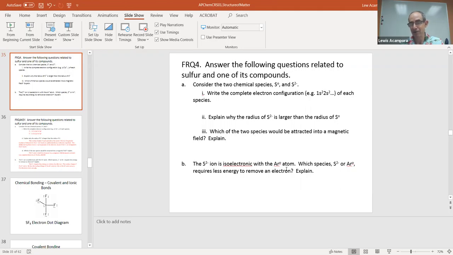What is different in these species? And that's the number of protons, because the argon atom has 18 protons in the nucleus, but the sulfide ion has only 16. The greater number of protons, did I say neutrons? Protons would cause a greater attraction for those electrons. And therefore, argon would have a greater ionization energy, require more energy. So the sulfide ion would require less energy.